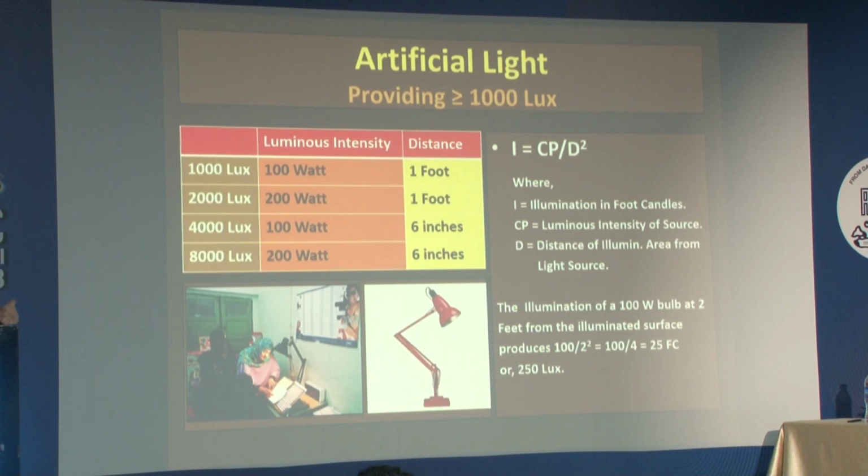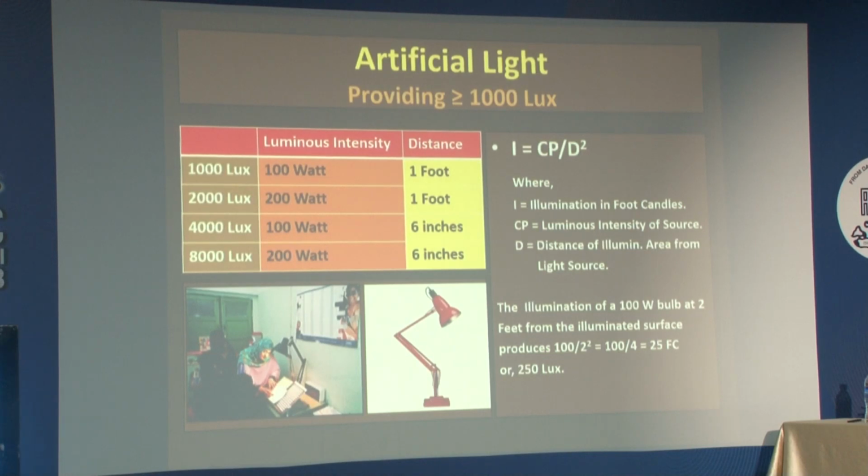So how do you provide 1000 lux? The bulbs which are available in the market are 60 watts, 100 watts. You don't have commercially available bulbs bigger than this unless you go in for industrial lighting. So the simple thing is to remember the formula over there. I is equal to Cp divided by D square. Here, I stands for illumination in foot candles, Cp is the luminous intensity of the source, and D is the distance of illumination from the light source. That is where an adjustable lamp comes into play.